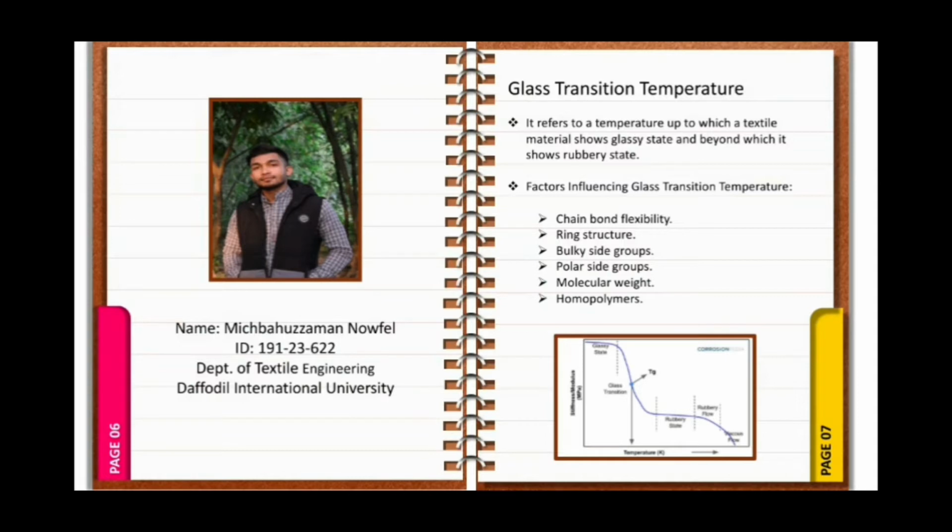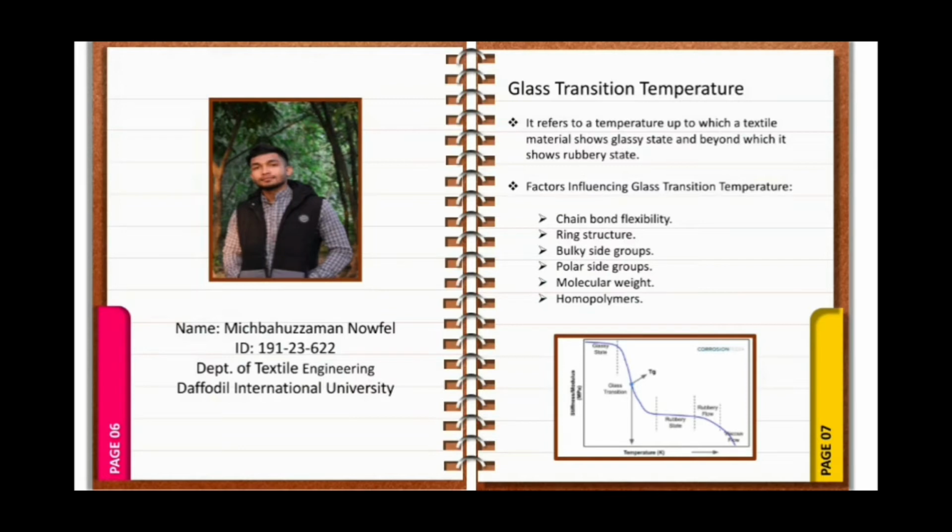Glass transition temperature. Glass transition temperature is described as the temperature at which 30 to 50 carbon chains start to move. It refers to a temperature up to which a textile material shows a glassy state and beyond which it shows a rubbery state. A glass transition temperature lies between 100 degrees Celsius and 300 degrees Celsius.